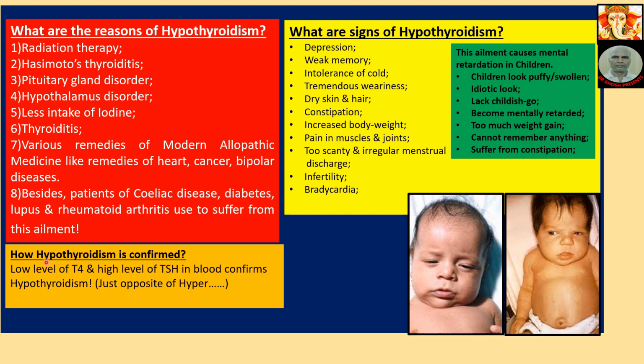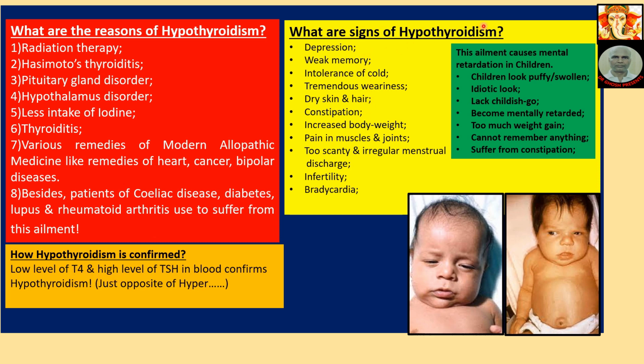Now, how is hypothyroidism confirmed? The same thing, just the opposite. A low level of T4 and a high level of TSH in blood confirms hypothyroidism. You have to remember this as a doctor when you go through some prescription of a doctor or some pathological report. You have to understand this thing.